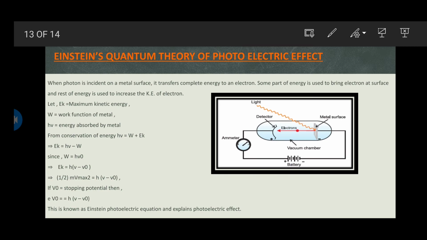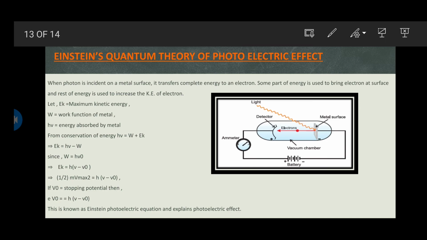Here, when a photon is incident on the metal surface, it transfers its complete energy to the electron. Some part of the energy is used to bring the electron to the surface, and the rest of the energy is used to increase its kinetic energy. As we know, in the photoelectric effect, K max is the maximum kinetic energy, W is the work function of the metal, and h nu is the energy absorbed by the metal. For conservation of energy, h nu is equal to work function plus kinetic energy. Kinetic energy is equal to h nu minus work function.